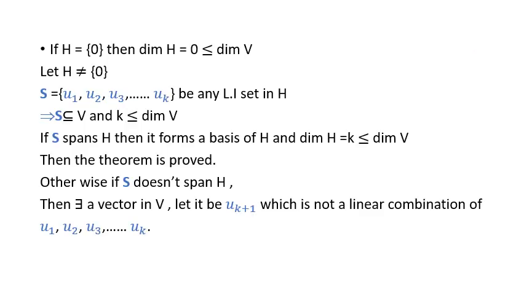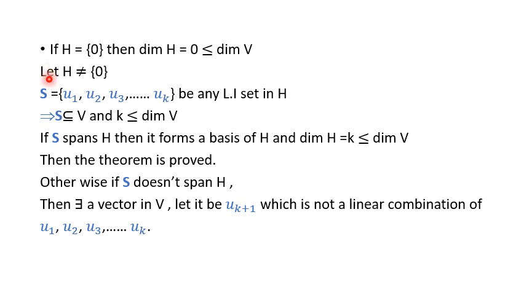Let us start proving the theorem. So there is a subspace H. First let us suppose that H is equal to the set containing 0, that means it has only the 0 vector. Then what will be the dimension of H? 0. So obviously the dimension 0 will be less than or equal to the dimension of V, whatever the vector space. So this theorem is complete if H has only the 0 vector. You don't need to prove anything.